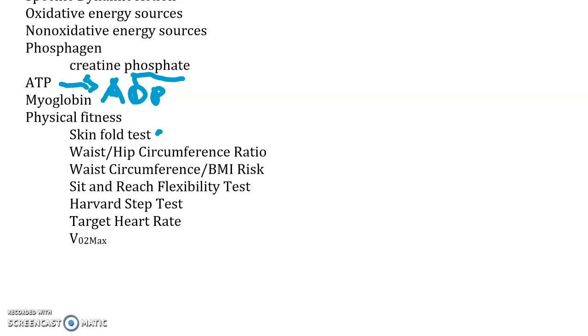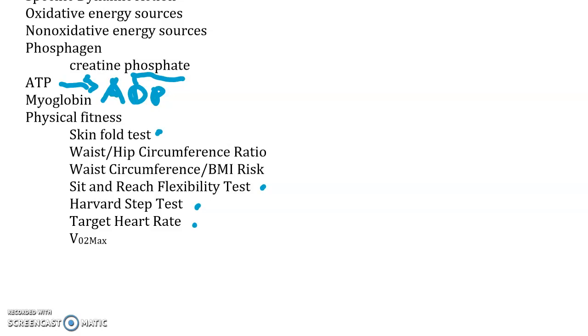Also, you can take a look at your waist circumference BMI risk. Sit and reach flexibility test, you can definitely do that. All you need is like a yoga mat. The Harvard step test, all of you can do that one. Target heart rate, I'll tell you more about that.